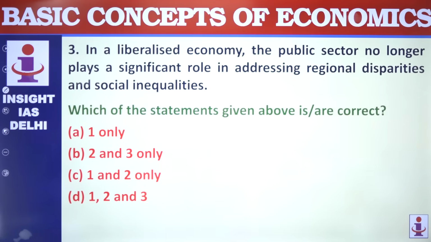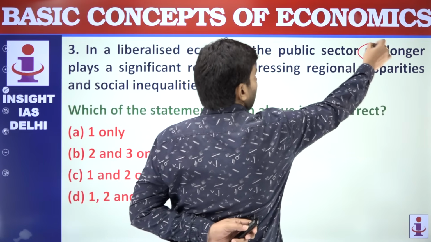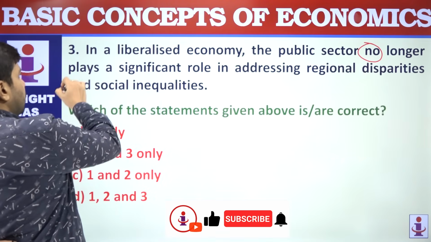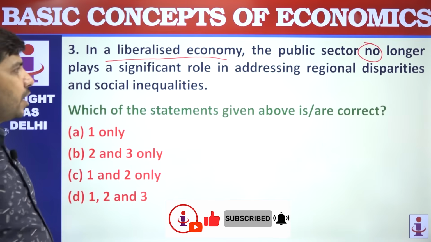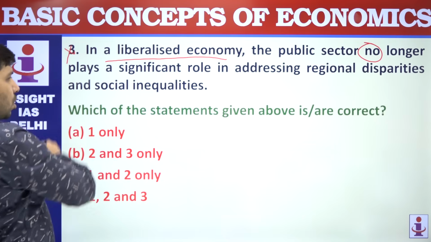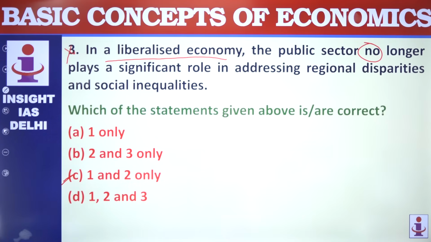In a liberalized economy, the public sector no longer plays a significant role in addressing regional disparities. No, even in a liberalized economy like India, the government is actually playing a significant role. So this is not correct. Only 1 and 2 are correct.